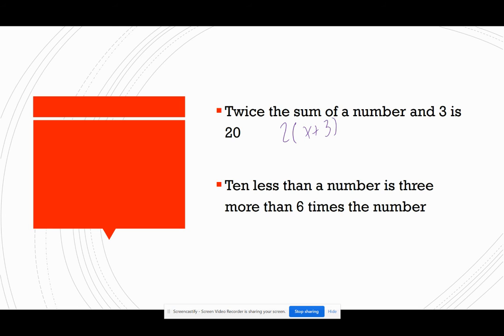So I'm multiplying the sum of a number and 3, so x plus 3 twice. So I'm putting it times 2 on the outside is 20. So this is where we're going to use our distribution. So 2x plus 6 equals 20. 2x then equals 14, and my x is 7.